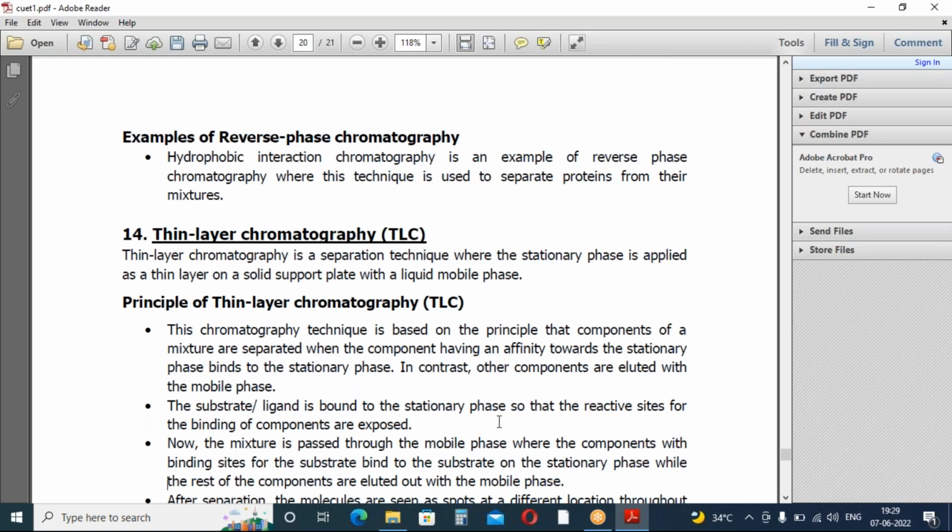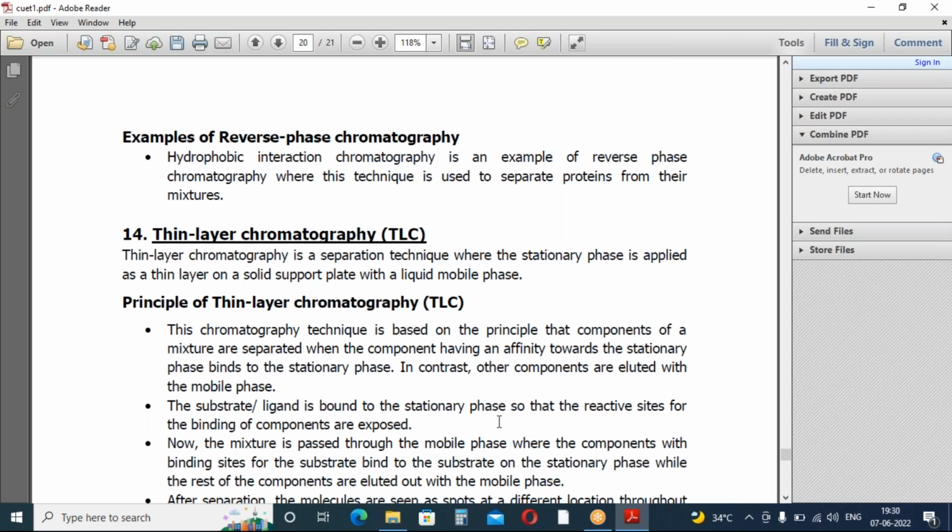Next, thin layer chromatography, which is similar to paper chromatography. In paper chromatography, the stationary phase is the paper, whereas in thin layer chromatography we use silica gel as the stationary phase. And what is the principle here? Same as paper chromatography. This is also based on adsorption, that is, affinity towards the stationary phase.